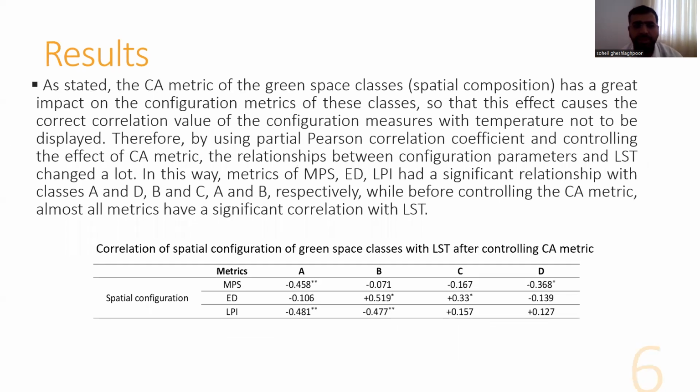As I stated, the CA metric of green spaces' spatial composition has a great impact on the configuration metrics of these classes, so that this effect causes the correct correlation value of the configuration measured with the temperature not to be displayed. Therefore, by using a partial Pearson correlation coefficient and controlling for the effect of the CA metric, the relationship between configuration parameters and LST changed a lot. In this way, the metrics MPS, ED, and LPI had a significant relationship with classes A and B, B and C, and A and D, respectively, while before controlling for the CA metric, almost all metrics had a significant correlation with the LST.